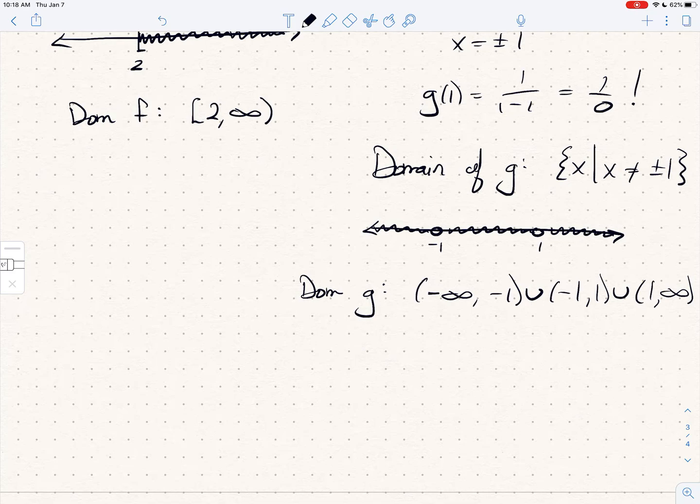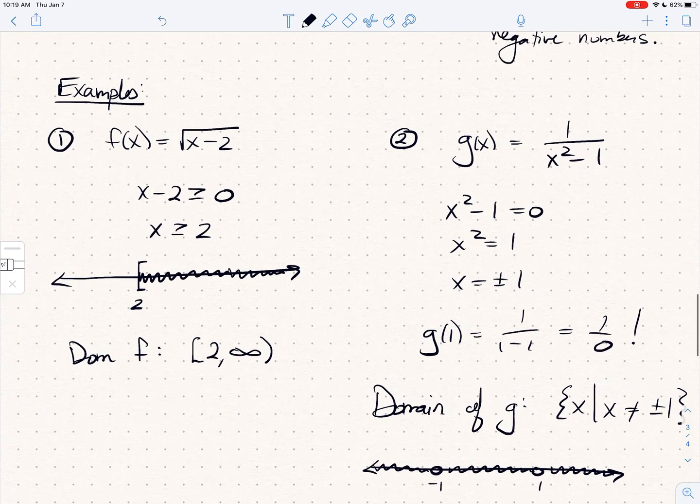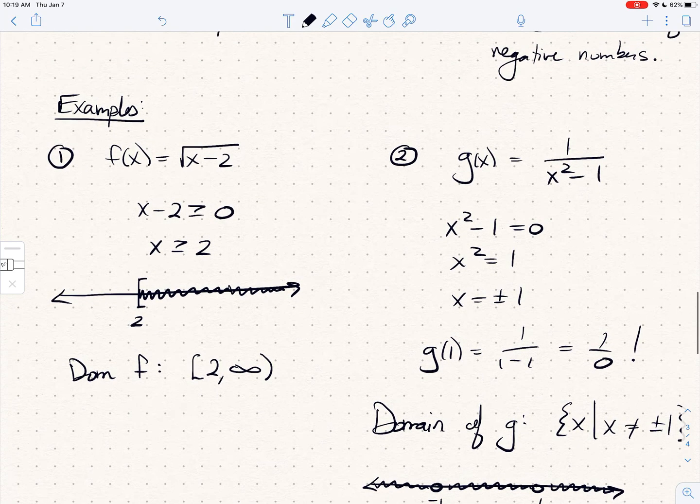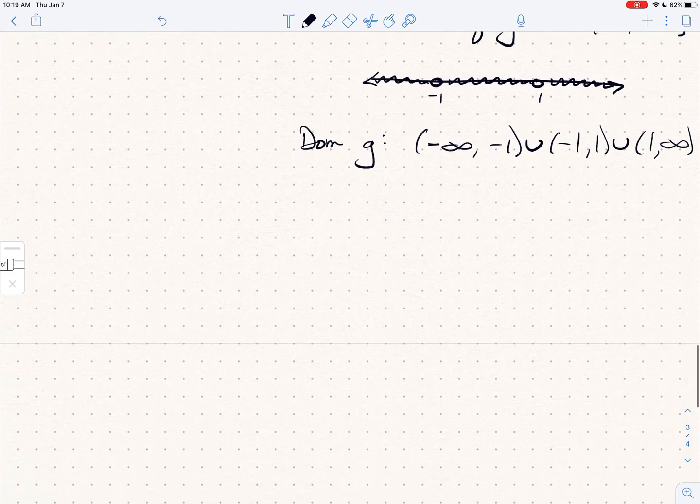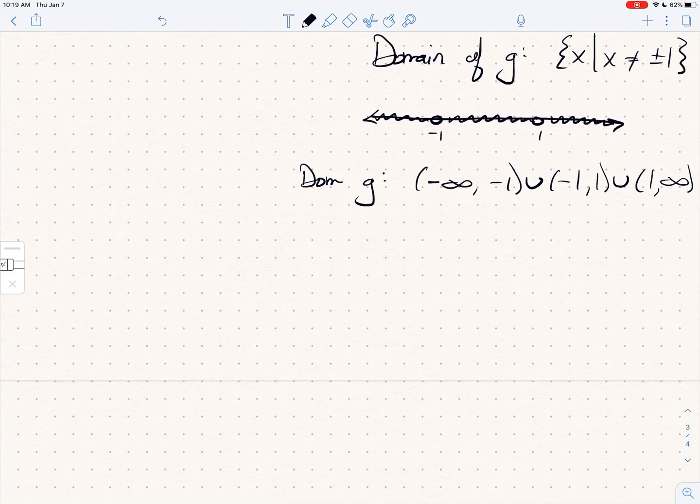All right, so those are the kinds of things we're going to need to be able to do in this course. So we want to avoid division by 0. We want to avoid even radicals of negatives. Maybe let's just do one more quick example. This will be example number 3. Let's consider the function h of x equals 1 over, I don't know, let's say the square root of x plus 5.